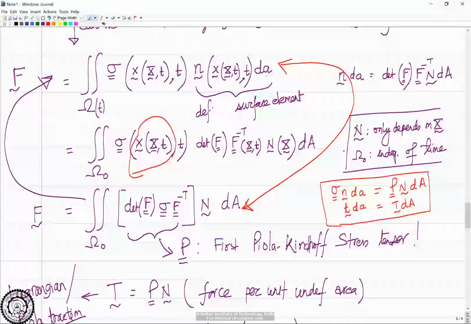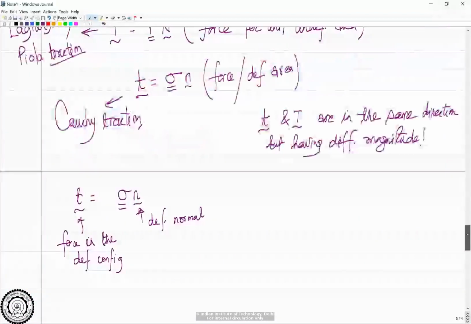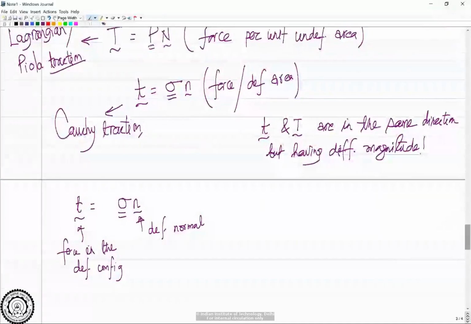Okay, sir. Yeah. Hello, sir. Yes. Sir, I had a doubt. Hello. Yeah, please. Sir, about this Lagrangian and Euler description, like we are applying here. So, yes.